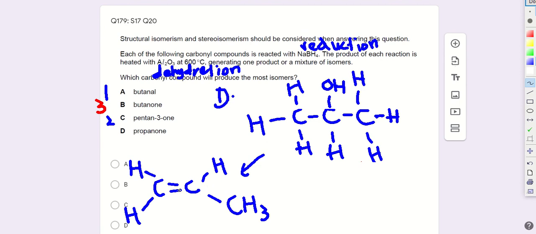Now look at this alkene. Any cis-trans isomerism shown by this alkene? Okay, no, because this carbon is not bonded to 2 different groups. It's bonded to 2 hydrogen. Okay, no cis-trans, so only one product. Alright, so which one gives you the most isomers? The answer is B, 3 isomers.